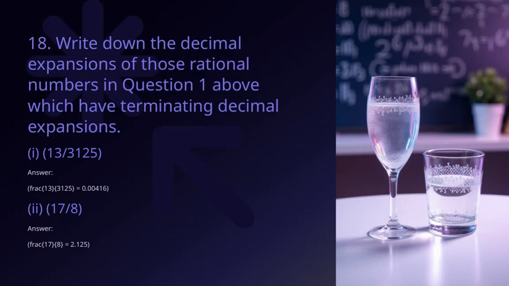Now, let's look at the decimal expansions of the rational numbers from question 1 that have terminating decimal expansions. Remember, a rational number has a terminating decimal if its denominator, after simplification, contains only the prime factors 2 and 5. For example, the fraction 13/3125 simplifies to a decimal that stops after a few decimal places, which is 0.00416. Similarly, the fraction 17/8, which is 17 divided by 8, equals 2.125.